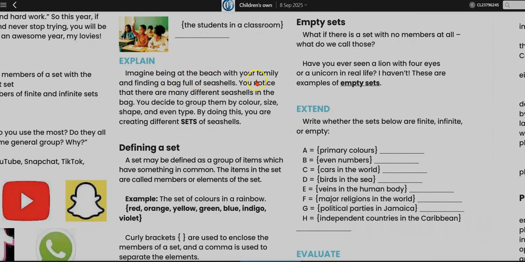Imagine being at the beach with your family and finding a bag full of shells. You notice that there are many different seashells in the bag. You decide to group them by color, size, shape, and even type. By doing this, you are creating different sets of seashells.